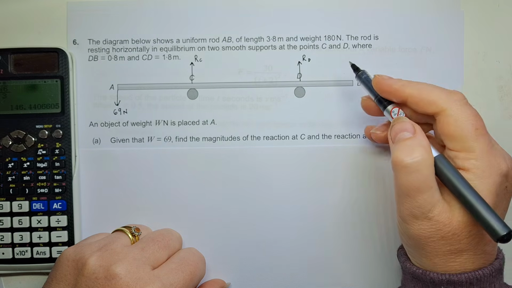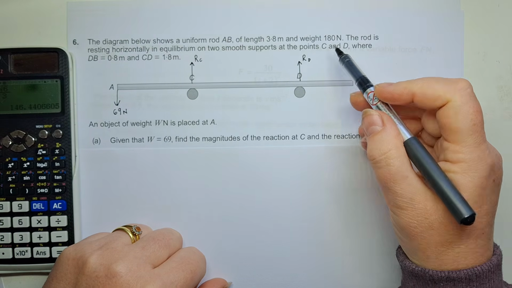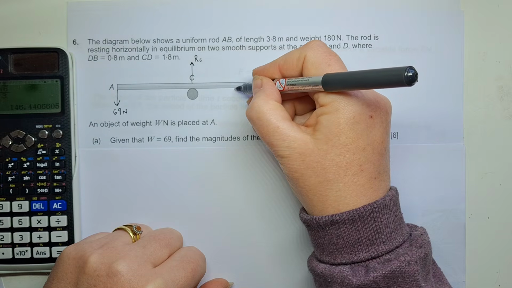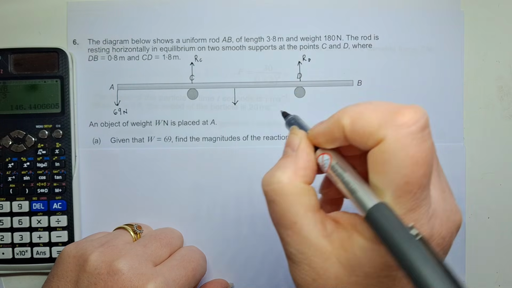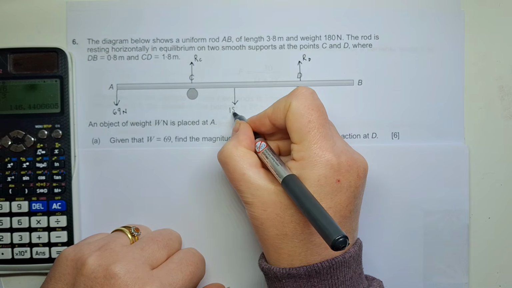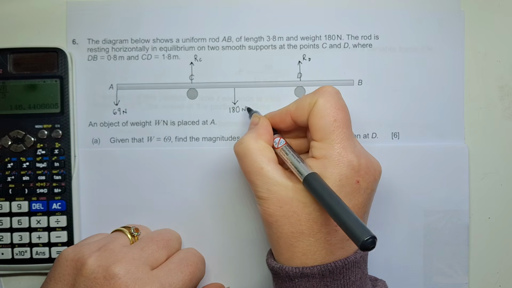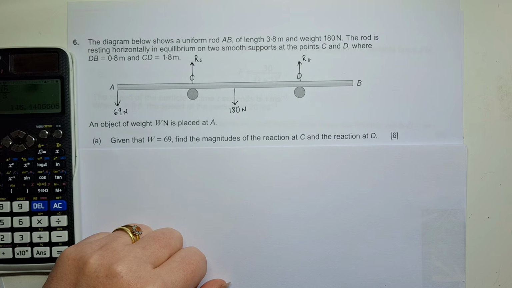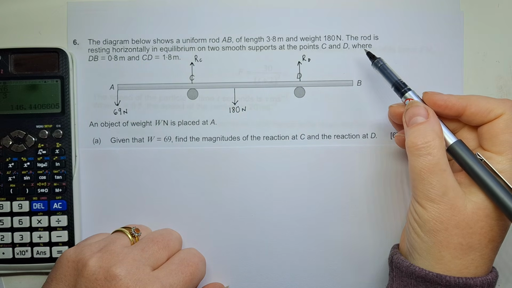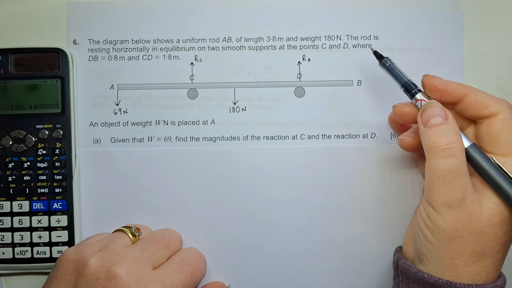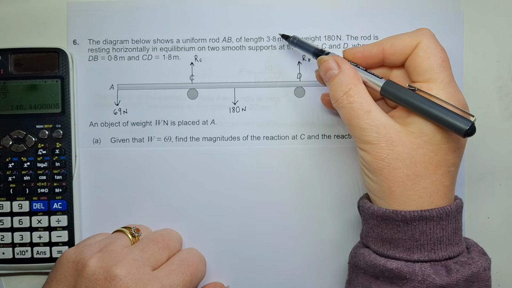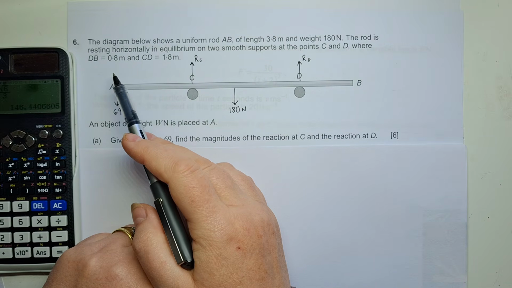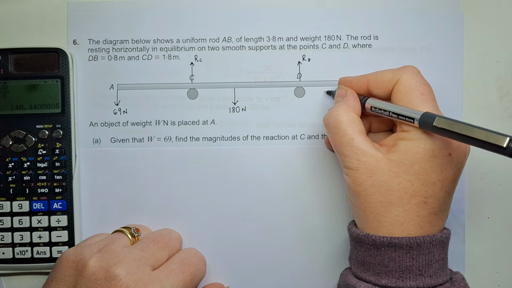We have the weight of the rod itself, and because it's uniform, it acts at the midpoint. Okay, so that's probably about there. We'll label all the lengths in as well. So again, that is weight, so it doesn't need the g. We know that the uniform rod is of length 3.8, so half of that is 1.9. But let's try and put all the measurements in. So DB is 0.8.